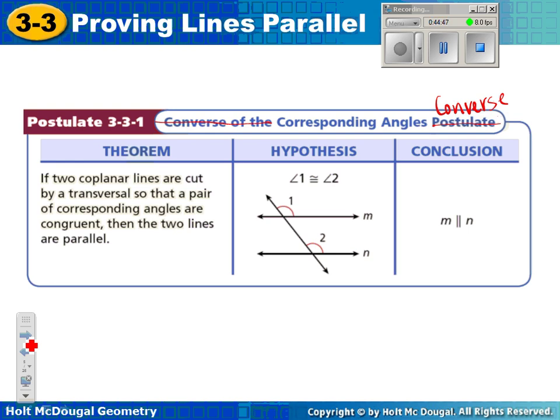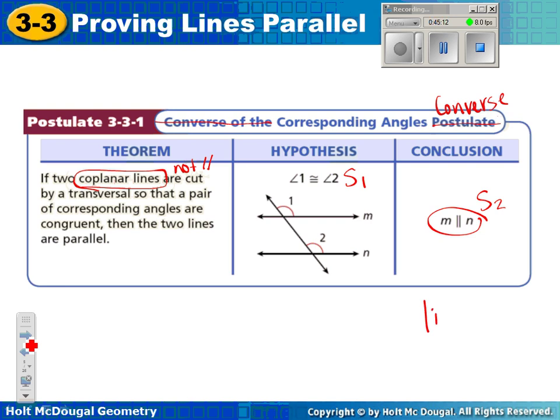Okay, so all of them are going to start with "if two coplanar lines." It's not going to say parallel because what you're trying to prove is that the lines are parallel. Okay, so in a proof, if you had a picture and you had that the corresponding angles were congruent, so this would be statement 1, then you could say line M and line N must be parallel, and you'll see them write it like this a lot.